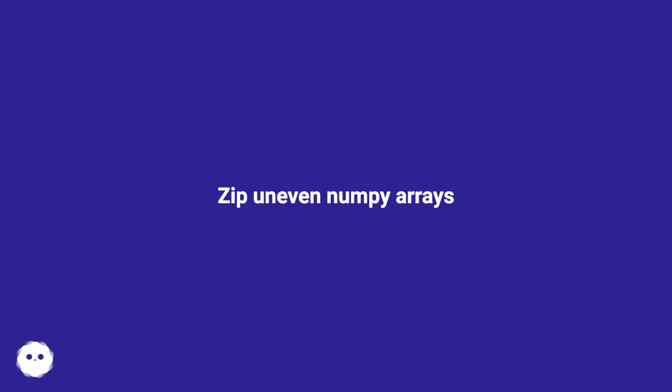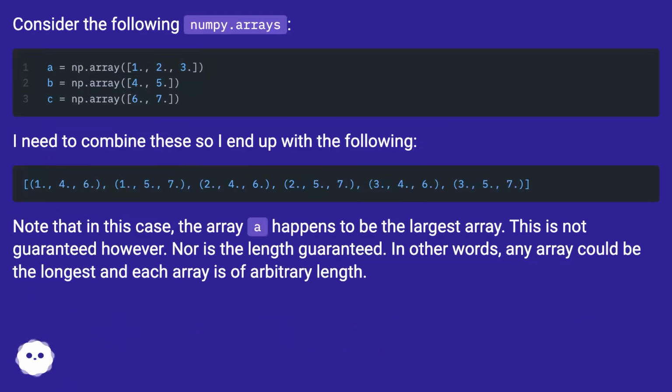Zip uneven NumPy arrays. Consider the following NumPy arrays. I need to combine these so I end up with the following. Note that in this case, the A array happens to be the largest array. This is not guaranteed, however, nor is the length guaranteed. In other words, any array could be the longest, and each array is of arbitrary length.